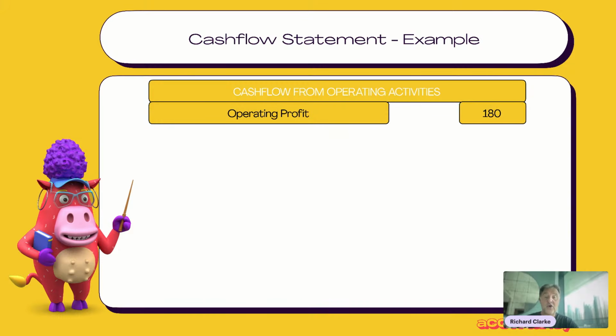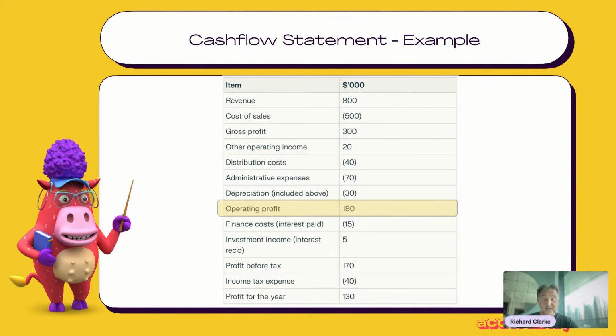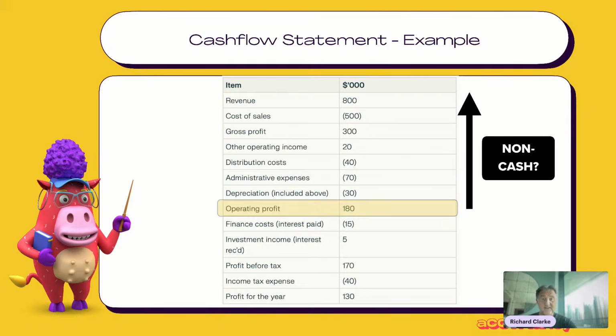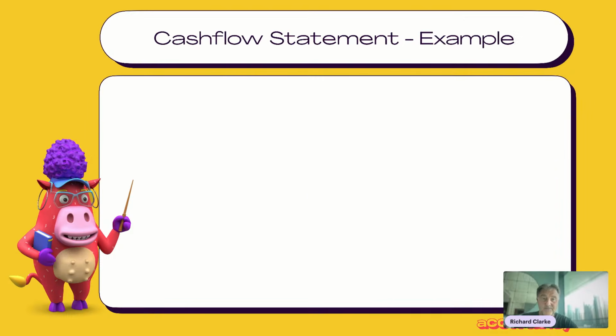Now we add back all the non-cash things. And it's all the non-cash things above operating profit. You're saying to yourself, is there any non-cash in there? And I can see one immediately above operating profit, depreciation. So depreciation we need to add back.